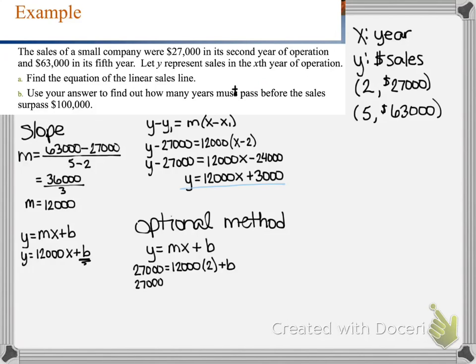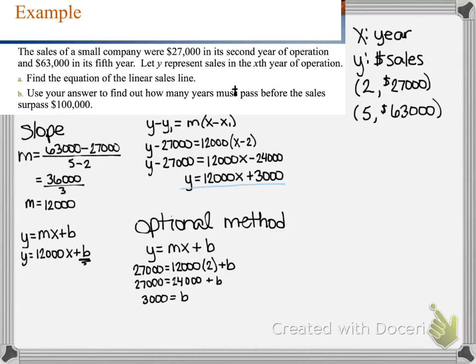27,000 equals 12,000 times 2, 24,000, plus B. And then subtract 24,000. We get 3,000 equals B. So we've figured out what B is, and now you just have to remember to actually go back and write your solution.